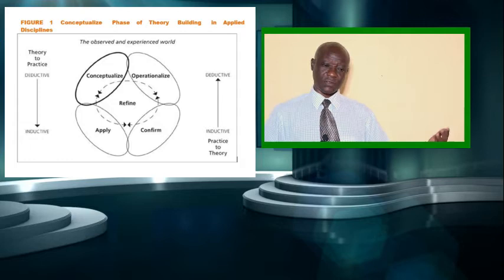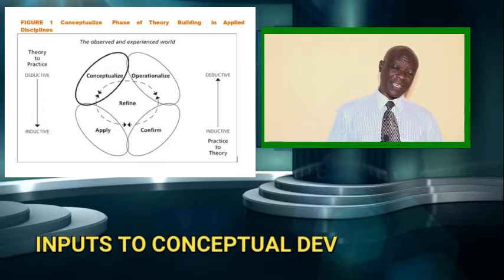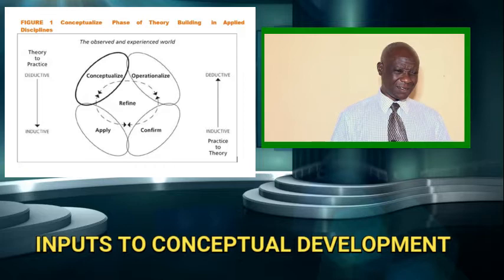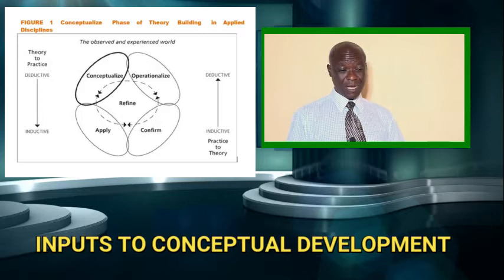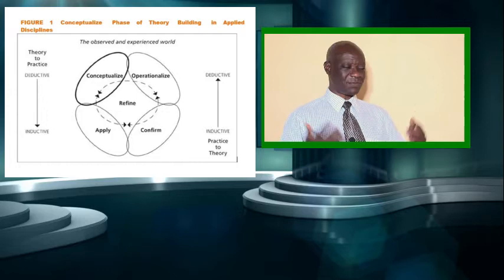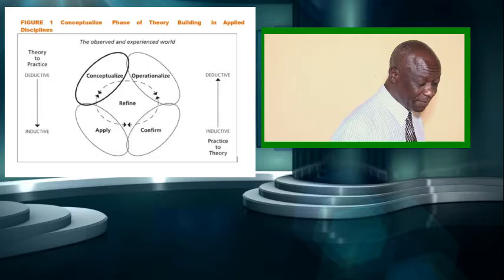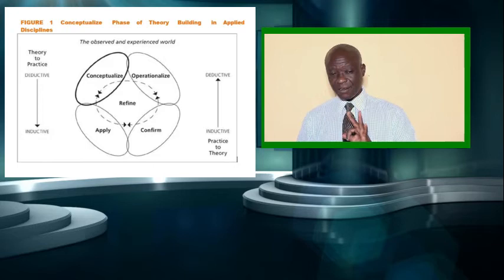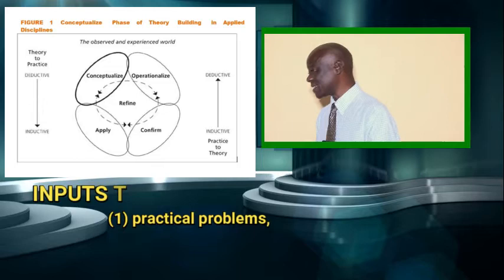As you can see, ladies and gentlemen, initiation of conceptual development in applied disciplines comes from practical problems. Initiation of conceptual problems will come from incomplete existing theories. If you have theories that are incomplete and can only provide partial explanations, then we go into this stage of conceptual development of the theories. The third element is new areas of human activity. So the inputs to conceptual development are three. One, practical problems. Two, incomplete or existing theories. And three, new areas of human activities.